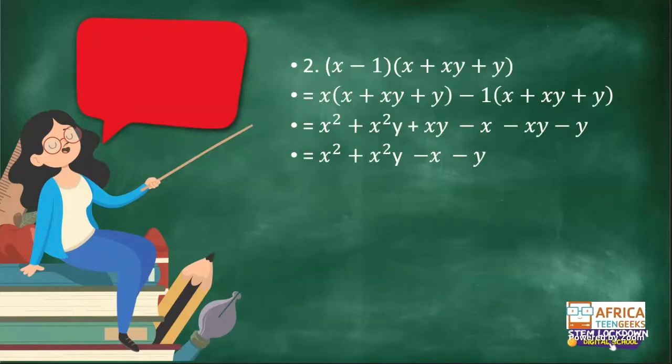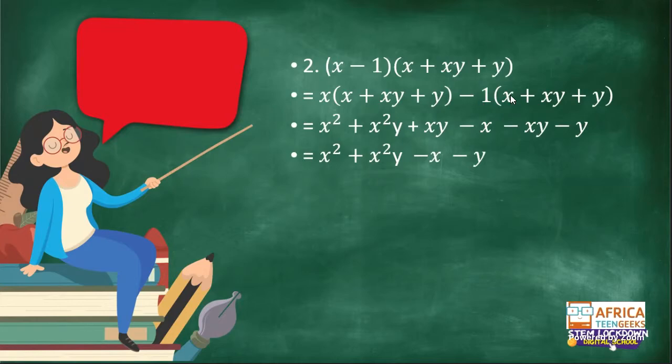Then you come to the second term of the binomial, which is -1, and you multiply it out with the trinomial. Now, x times x gives you x squared. X times xy gives you x squared y. X times y gives you xy. And then you come to the second term of the binomial. You multiply -1 by the whole trinomial.